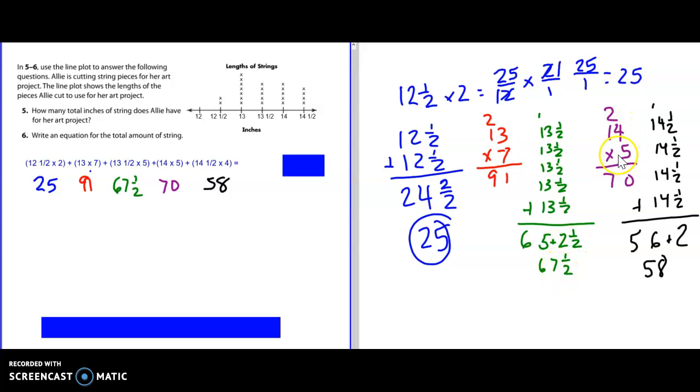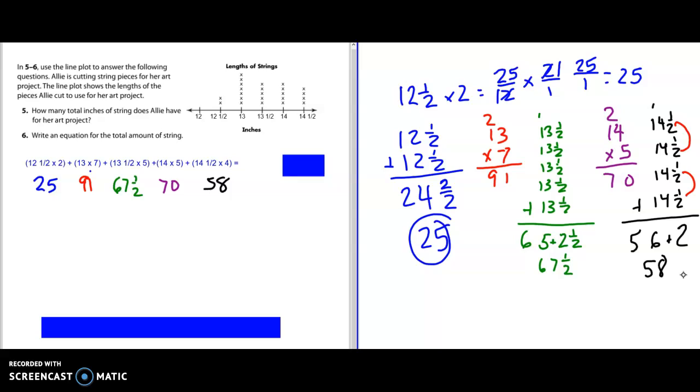The next one was 14 times 5, so I just did the multiplication. And the last one was 14.5 times 4, so I just added 14.5 together 4 times, so a half plus a half plus a half plus a half. Here's a whole right there. Combine those together, that's 1. Combine those together, that's 2. So there's our fraction answer. And then 14 plus 14 plus 14 plus 14 is 56. Put that together and you end up with 58.